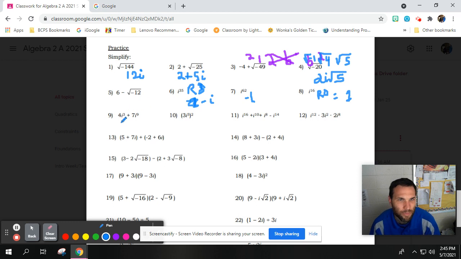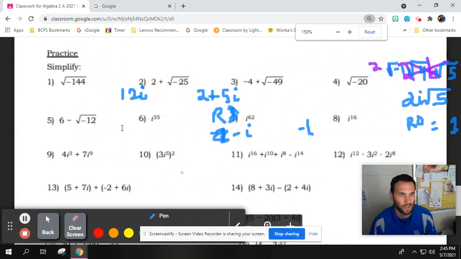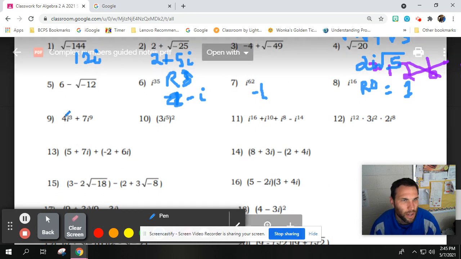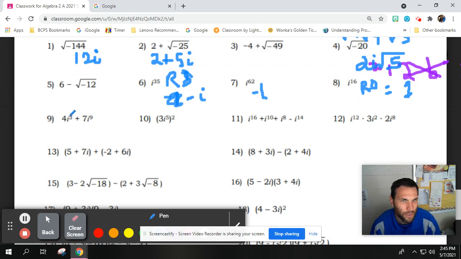Right here, this is a tough one. Let's see. i to the third is negative i. So this is negative 4i. And i to the ninth is a remainder of 1. So it's i. So this is plus 7i. So negative 4i plus 7i is positive 3i.